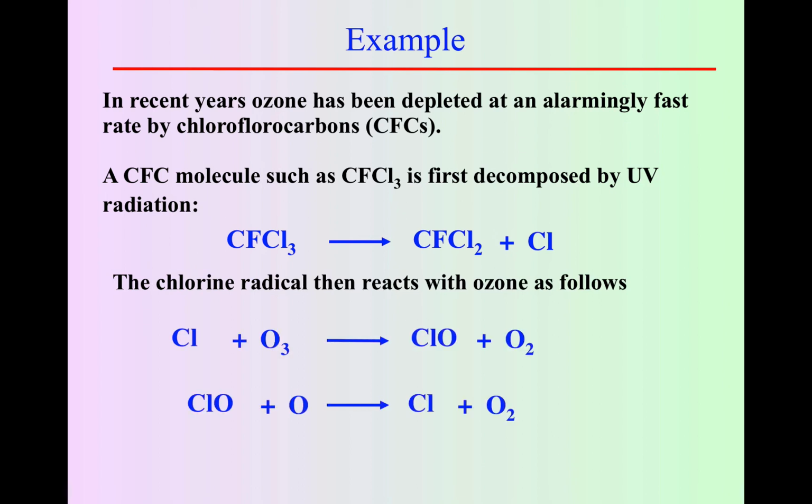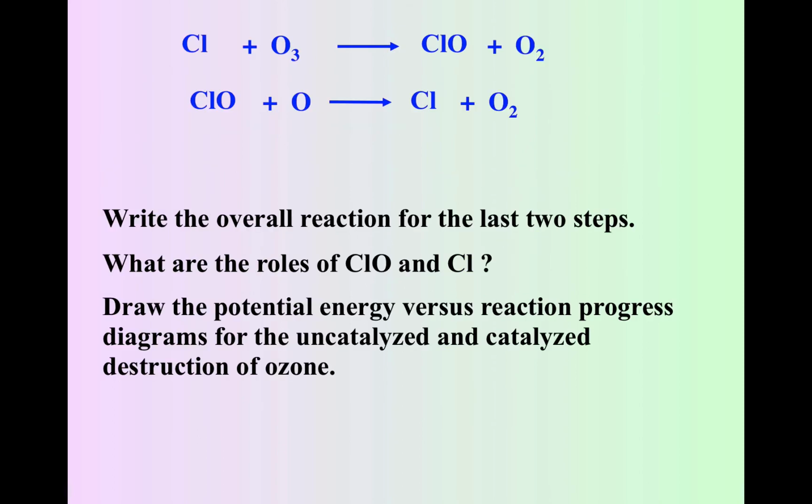This chlorine radical then slams into ozone to make a ClO intermediate, which gets slammed by an oxygen radical to turn to chlorine and oxygen. So the chlorine radical goes into the reaction the same way it comes out. So it can go from ozone depletion reaction to ozone depletion reaction, and it does it by lowering the activation energy.